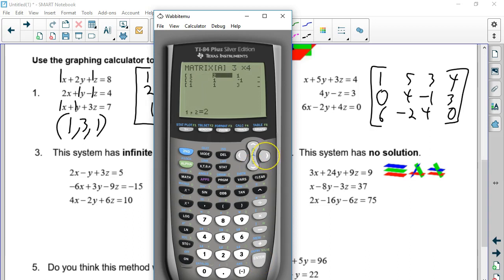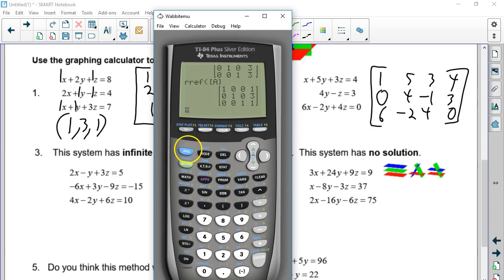I already have a 1 there. I hit 5, enter. And I hit 3, enter. And I'm making sure this time that everything's moving along correctly. Now on my second line, that's my 0. 4. Negative 1. And 3. Last row. 6. That's not 6. That's a 6. Negative 2. 4. Last but not least, 0.